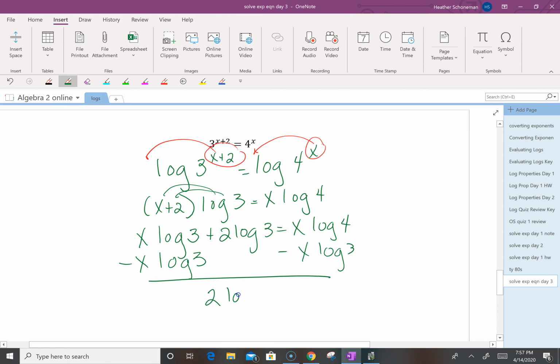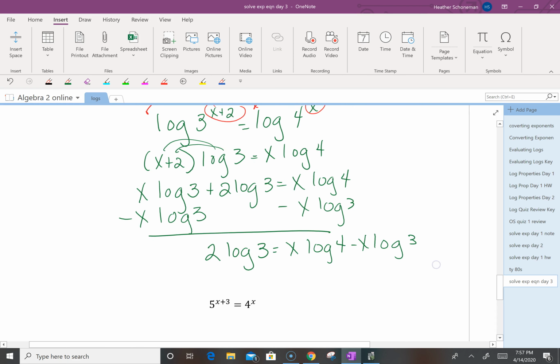So I get 2 log of 3 equals x log of 4 minus x log of 3. Oh, I'm running out of space. Ignore this one. Okay, so now what do? Got to factor out the x. So I have 2 log of 3. Just kidding, I forgot to write the 3. 2 log of 3 equals, take out the x. And this is going to give me the log of 4 minus the log of 3.